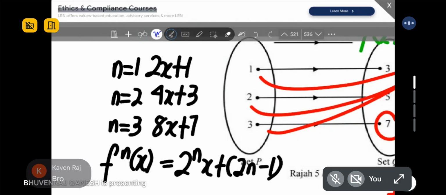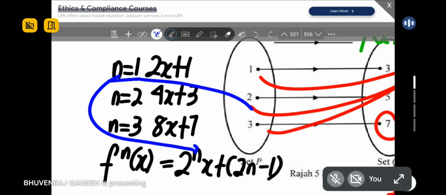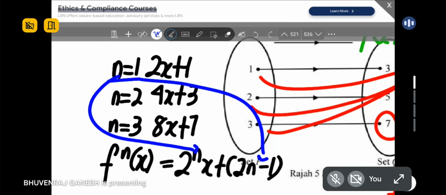Okay, why? You guys must see carefully. You substitute n is 1 inside here. You will get 2x, right? And then you substitute n is 1 inside here. You will get plus 1. Then you try with n equal to 2. It's based on the observation lah. You must observe like that.